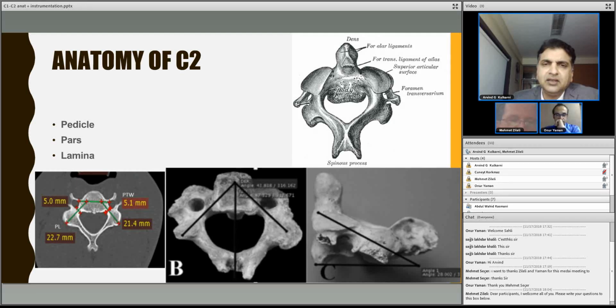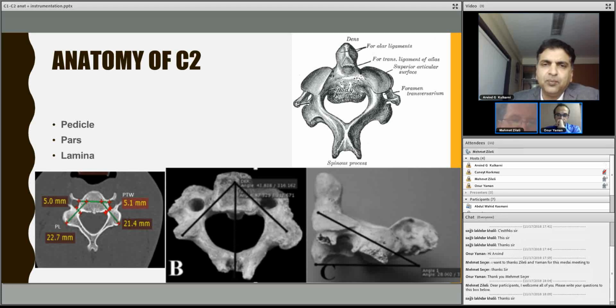Now underneath this, as you see, this is a long column of bone going from the back to the front. Medially, it is at about 20 to 25 degrees, and superiorly it goes at an angle of 20 degrees. So this is the pedicle of C2. This is a very thick column of bone, and if you get a purchase here, the kind of fixation that you get is fantastic.